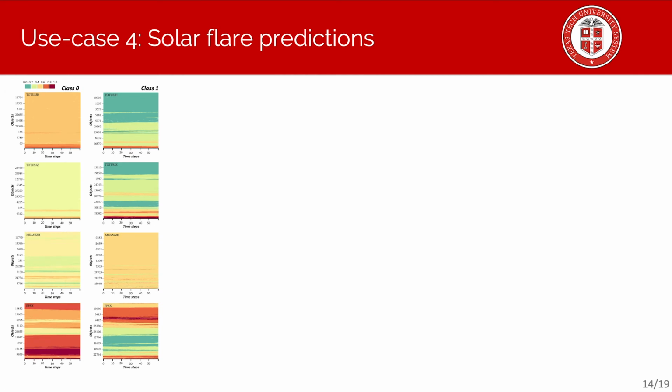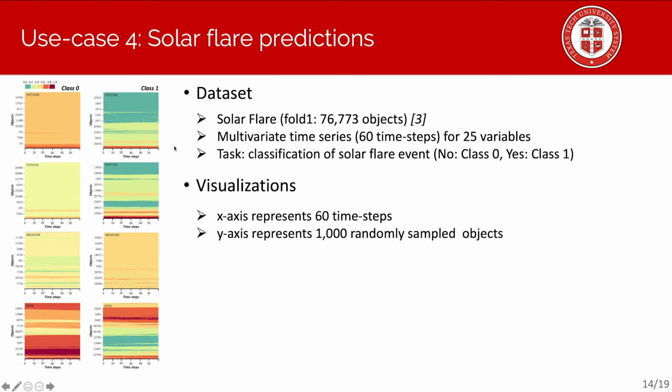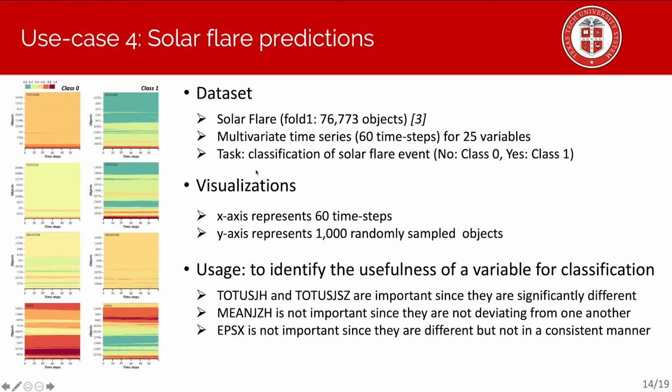We also applied ContiMap to a solar flare prediction case. Specifically, we applied it to fold 1 of this dataset with 76,000 objects, and each object contained a multivariate time series of 25 variables. The task is to predict whether there is a flare event or not. The x-axis represents 60 time steps, and the y-axis represents 1,000 randomly sampled objects. This visualization helps us get an overview of the variables. It shows that the first 2 variables here are very important and will be selected for the classification task because they are different between the 2 classes.